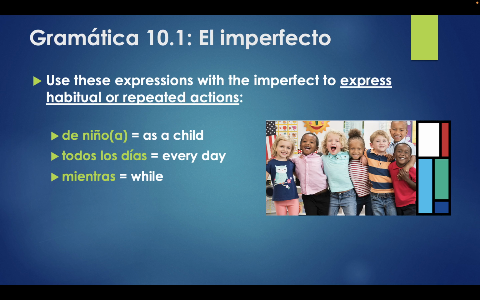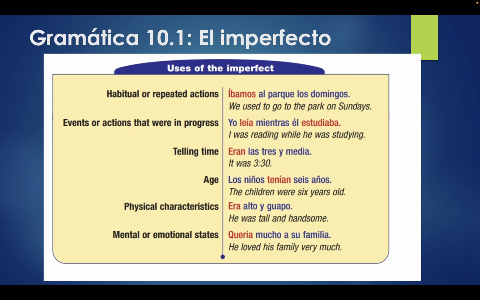So we have de niño, as a child, todos los días, every day, and mientras, while, expressing those repeated or habitual actions. Here are some other examples of uses of the imperfect. We have those habitual actions. Íbamos al parque los domingos. We used to go to the park on Sundays. Well, when exactly did we go? Which Sundays? We don't know. It's kind of unclear. So we're using the imperfect.